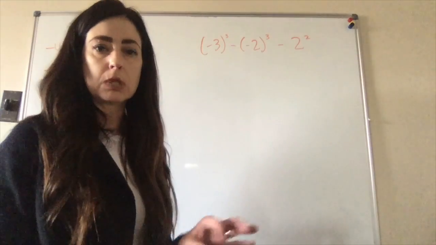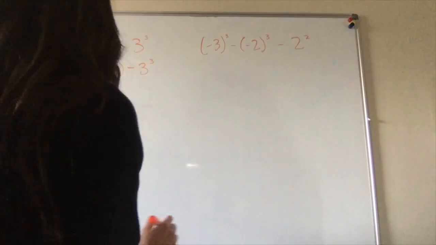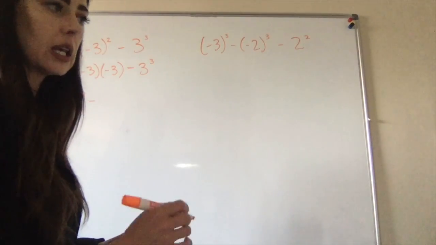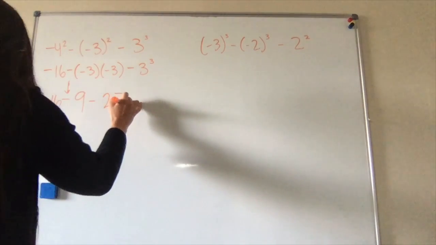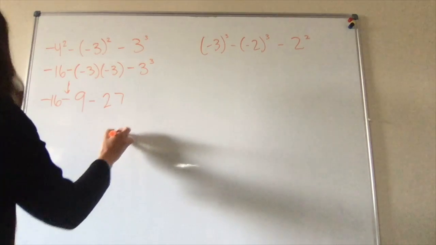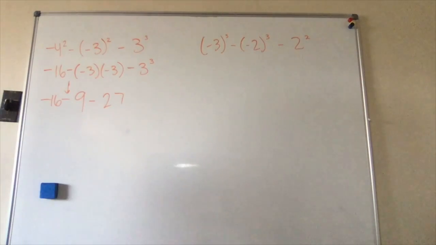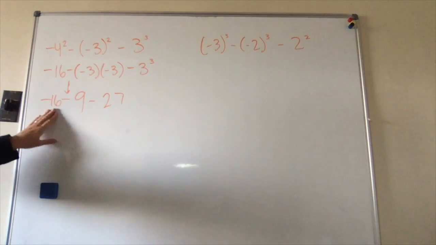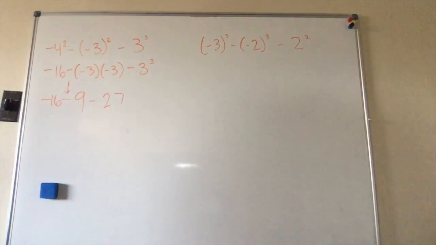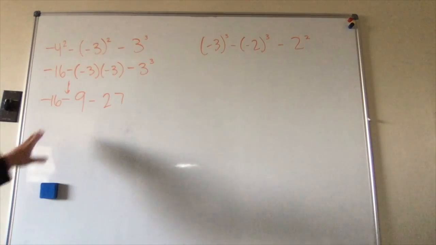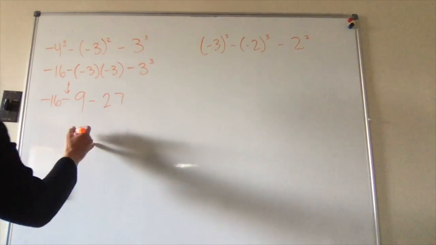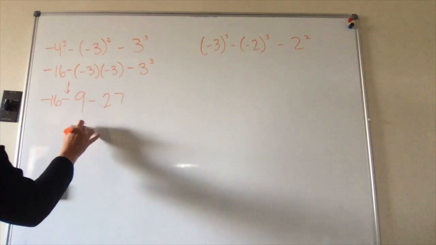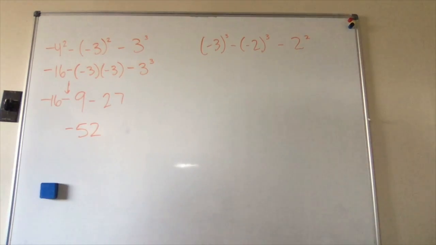Because it's cubed without parentheses, it still means the opposite of 3 cubed. 3 cubed means 3 times 3 times 3. 3 times 3 is 9. 9 times 3 is 27. So minus 27. These are all minus signs now, right? So we can start at negative 16, go in the negative direction 9 more, and then in the negative direction 27 more. Or we can just add 16, 9, and 27 together and know it's going to be negative because they all have negative value, and we get the answer of negative 52.